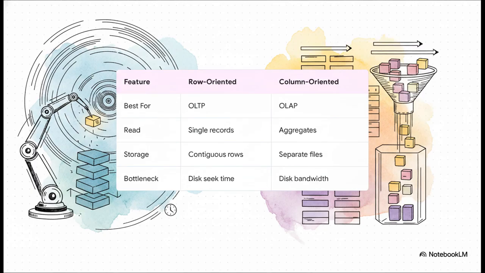You must match your storage layout to your workload. If your app handles fast, single-record transactions, you want row-oriented storage, where your main bottleneck is just disk seek time. But if you're aggregating huge datasets for analytics, you absolutely want column-oriented storage to elegantly solve that disk bandwidth bottleneck.